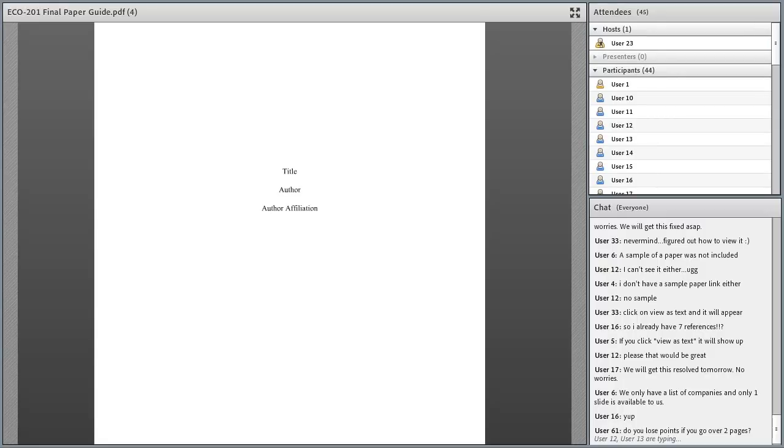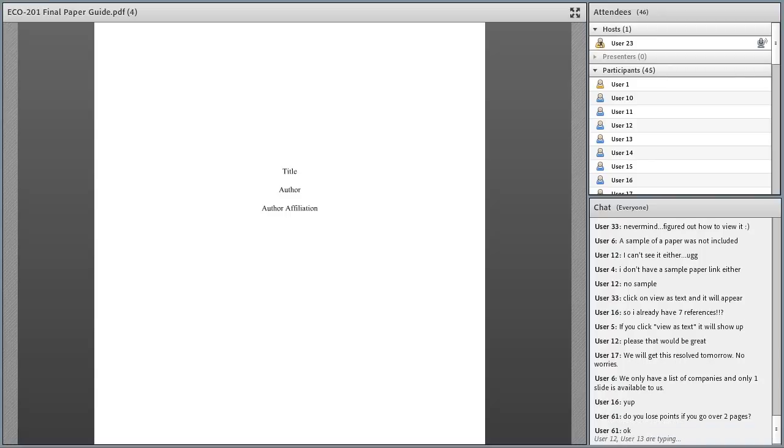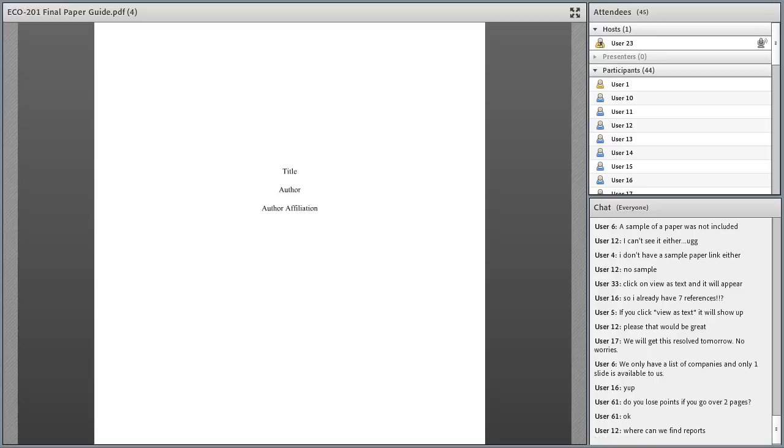Do you lose points if you go over 2 pages? You shouldn't. No, there shouldn't be a limit. I have never deducted points for the assignment if the assignment went over, as long as the content is relevant. You might write 3 pages but not explain anything, and you can write 1.5 pages and explain everything. So really, the most important thing is the content.